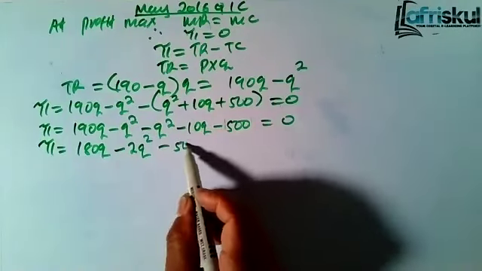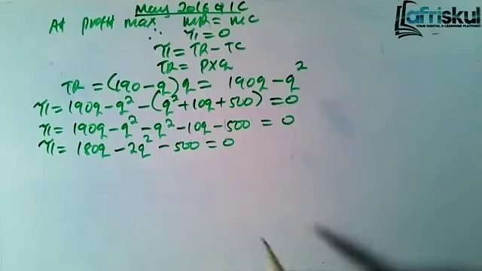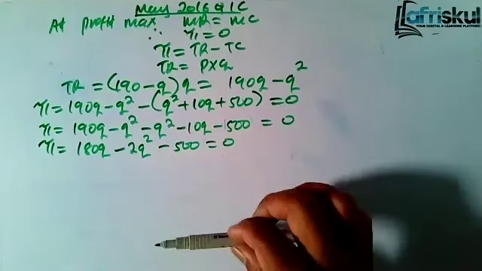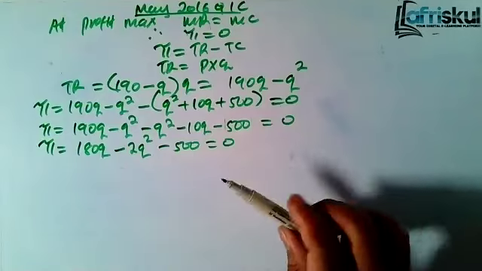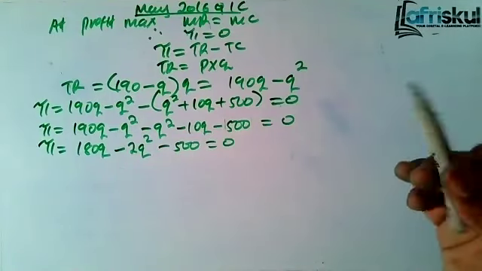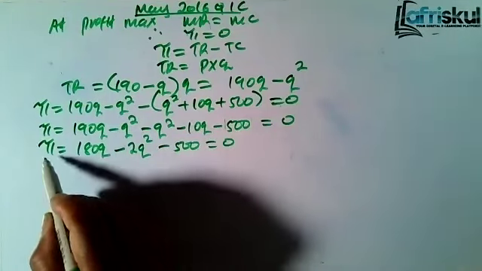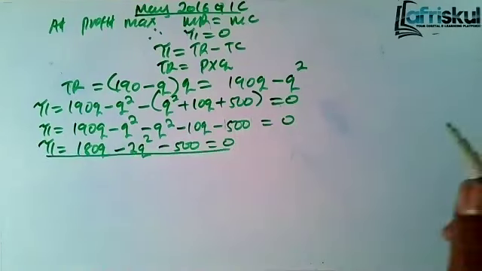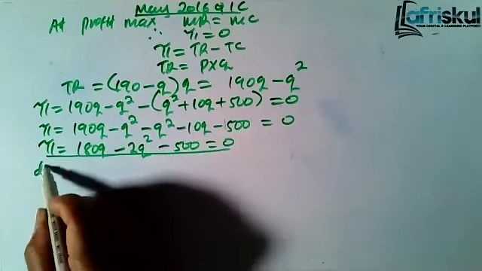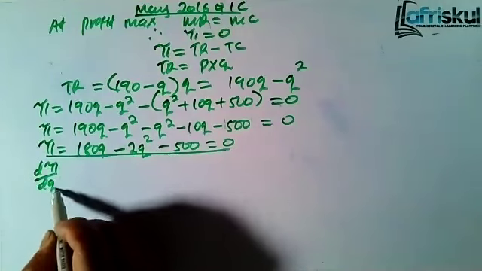Minus 500 is equal to 0. Now, that's what we call the profit function. But the question asks for the maximum profit. After you come up with the profit function, to get the maximum, you differentiate. You differentiate profit with respect to quantity.